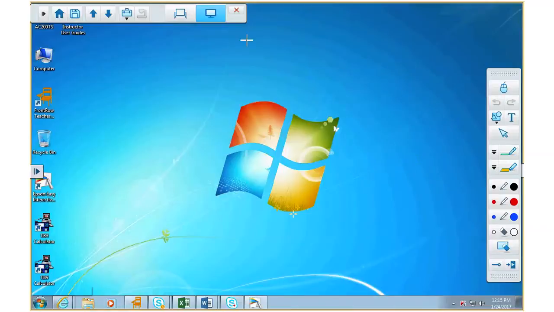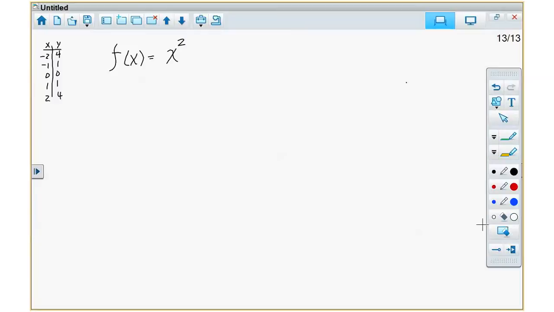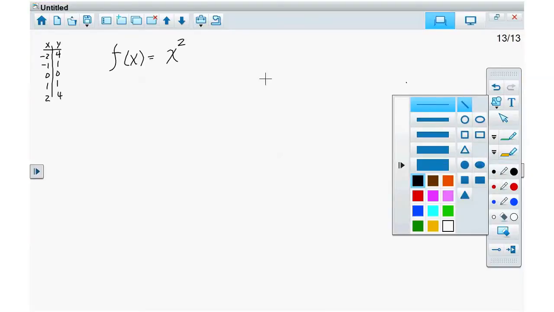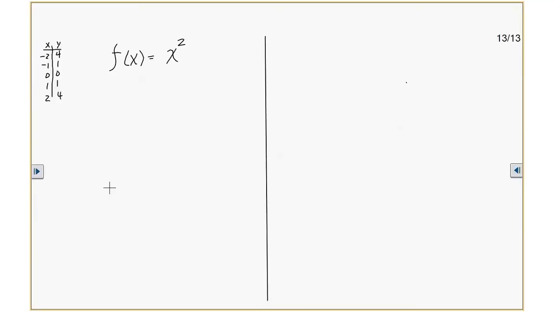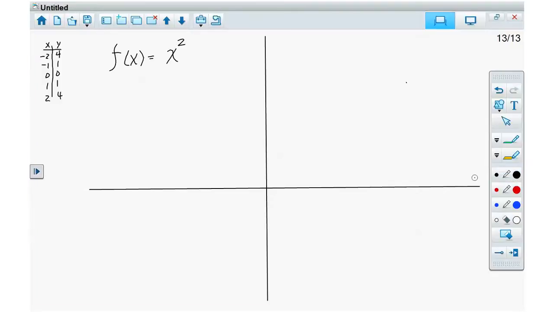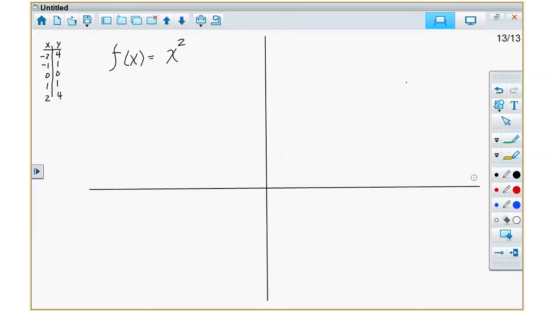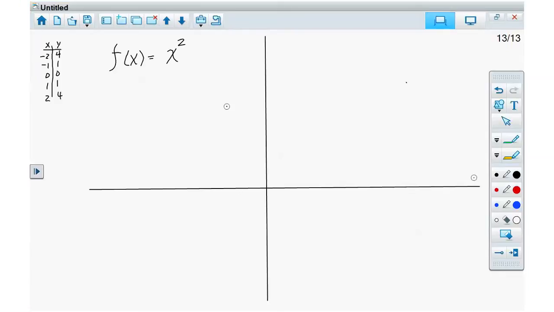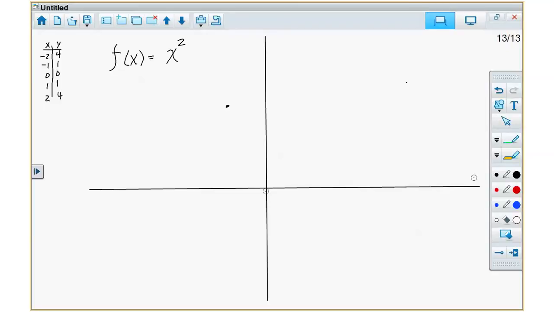All right, anyway, when you graph this function, it's going to look like this. And -2, 4; -1, 1; 0, 0; 1, 1; and 2, 4. And what is that? That is a parabola, but that is your basic model.